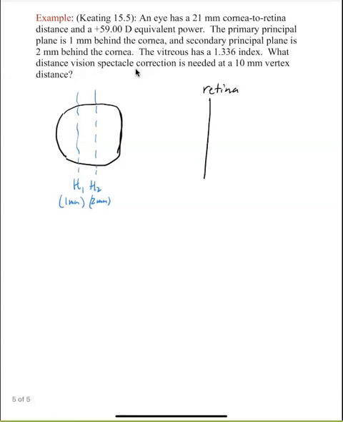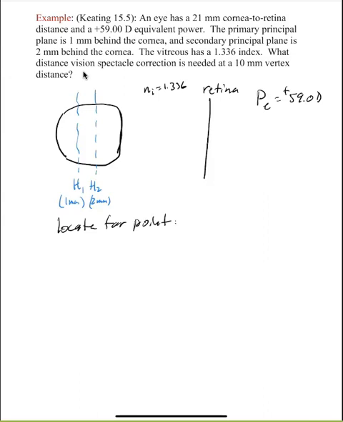We're also told that this eye has an equivalent power of 59 diopters, and of course a reminder that the N value here is 1.336. In trying to solve for what the correction lens is, our first step, as usual, as we would do even with our thin lens model of the eye, is to think about where's the far point. So locate the far point.